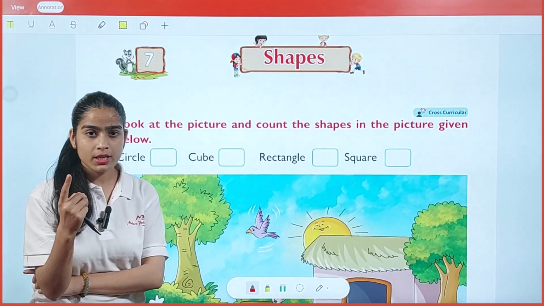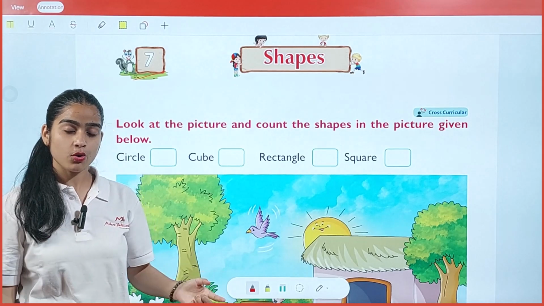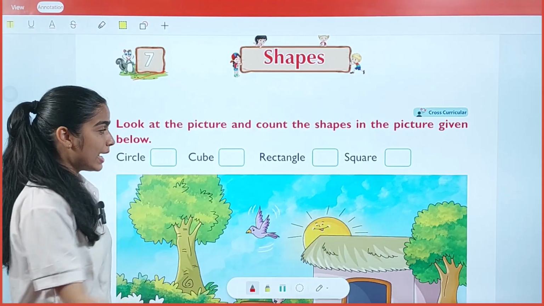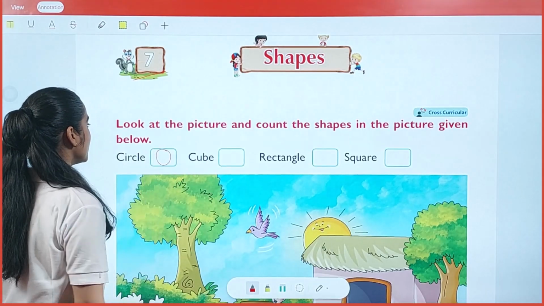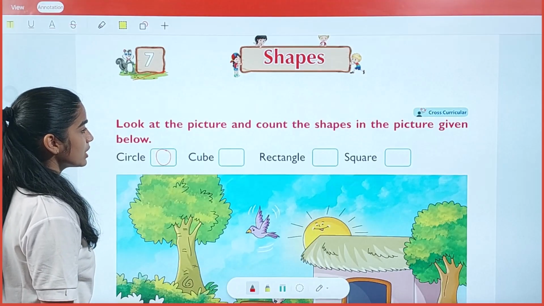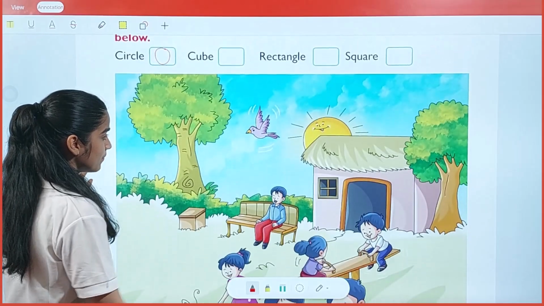Have you heard the song "Mummy ki roti gol gol, Papa ka chashma gol gol"? That "gol gol" means your circle. Okay. Look at the pictures and count the shapes in the picture given below. So how many circles do we have?